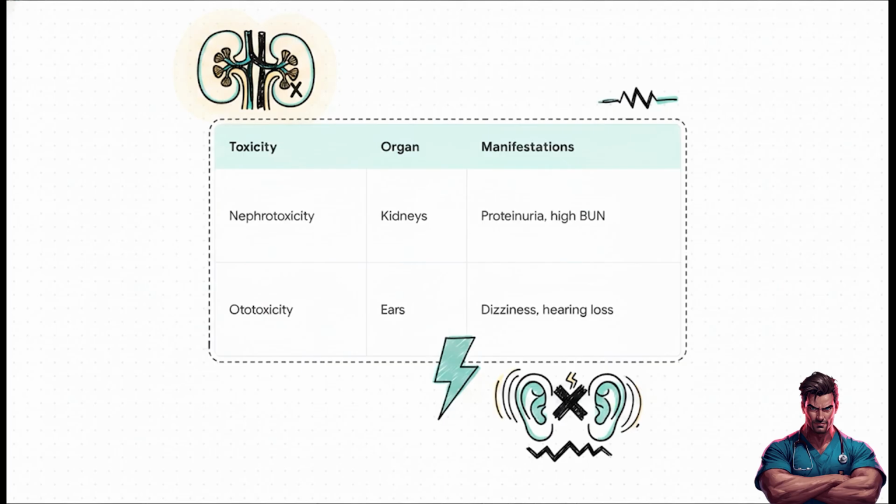Aminoglycosides destroy two things, the kidneys and the ears. Nephrotoxicity hits the kidneys, which you'll see as proteinuria and increased BUN and serum creatinine. Fortunately, that one is usually reversible. But ototoxicity is a totally different beast. It damages the 8th cranial nerve, leading to dizziness, vertigo, and hearing loss. And tragically, this is often permanent.